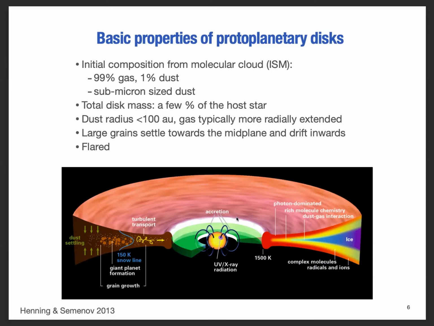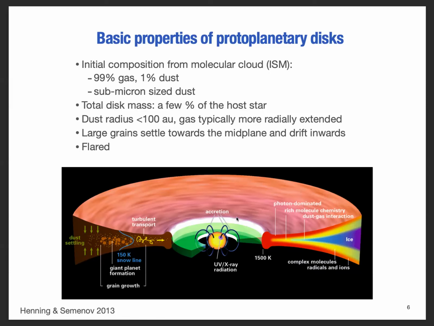Dust radius is, again, typically less than 100 AU. Some objects are bigger, and of course there's a bias. We like to observe bigger disks because we see more things. But typically what we find is most disks are less than 100 AU in dust, and in gas they're more extended because there is this radial drift. Large grains, so dust grains in the disk, interact with the gas, and they experience some radial drift. They settle towards the midplane and move closer to the star. We'll talk about that a bit later. And they also flare. So as you move away from the star, they become vertically thicker.